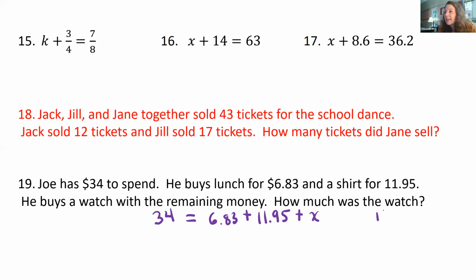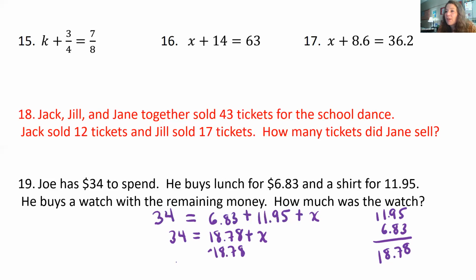So first thing we're going to do is add $11.95 plus $6.83. So we know between his lunch and the shirt, he spent $18.78. So $34 is equal to $18.78 plus the watch cost. So now we want our x by itself. So we're going to cancel out a positive $18.78. How do you get rid of $18.78? Well, you subtract it, right? All right, so be careful because you have to line up your decimals. So our line would look a little lopsided. So now we're going to add 2 zeros to $34 so we can subtract $18.78 from it.